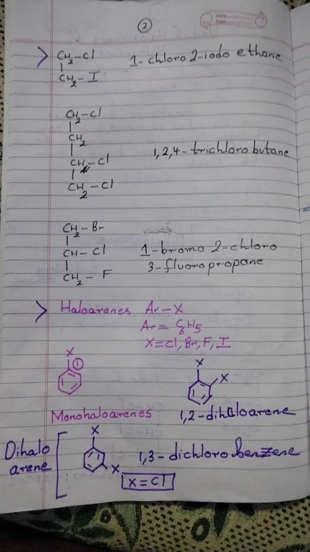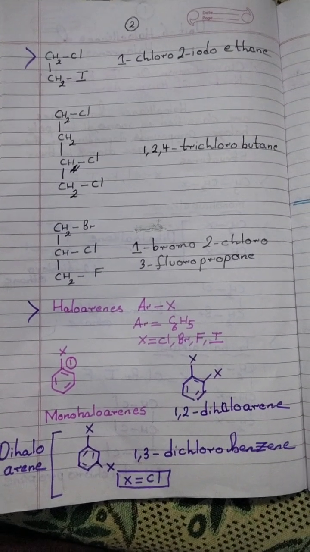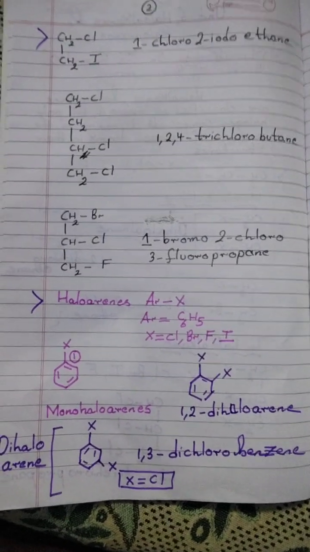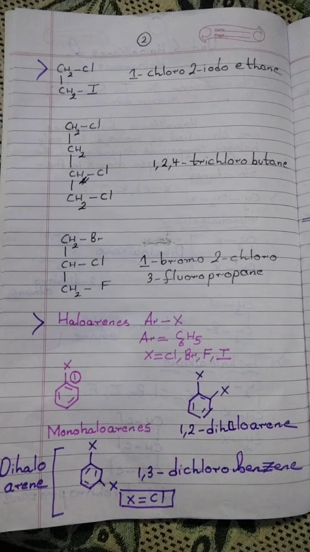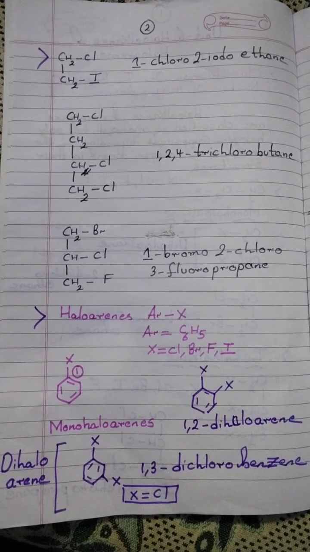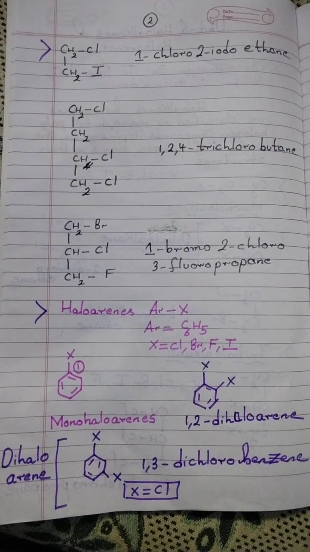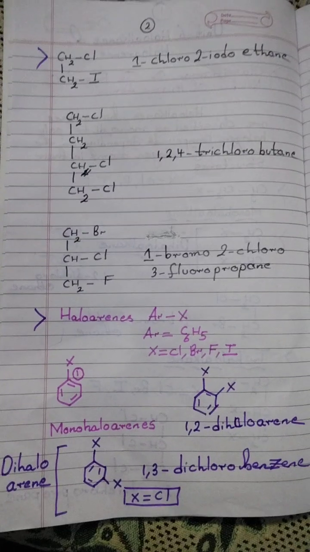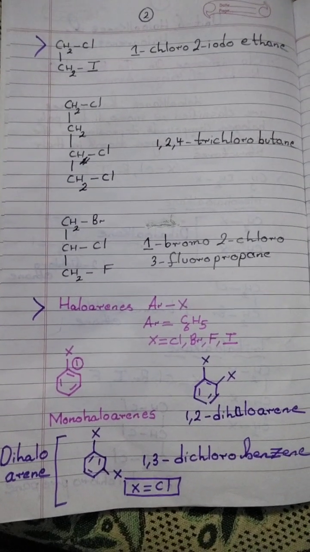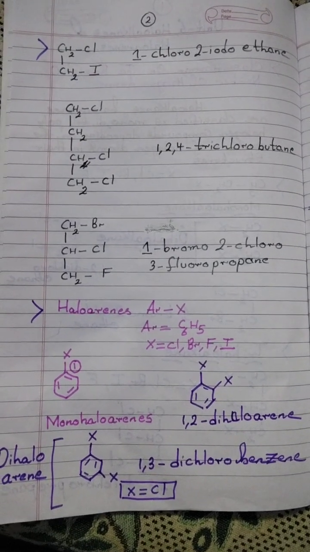If there is one chlorine atom and another one is an iodine atom, that is a halogen bonded to the carbon, here the preference goes to chlorine. See, 1-chloro-2-iodoethane. In case of compounds having 4 carbon atoms, the same halogen atom, chlorine, is bonded to 3 different carbon atoms. We have to take the least numbering, 1,2,4 and not 1,3,4. That is 1,2,4-trichlorobutane.